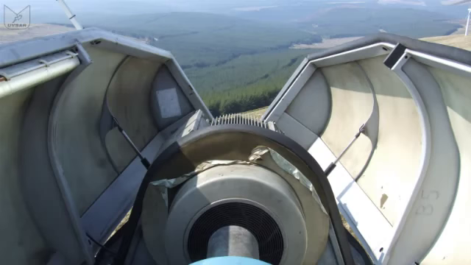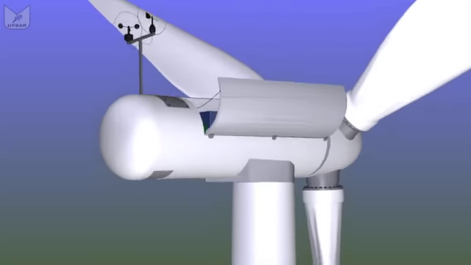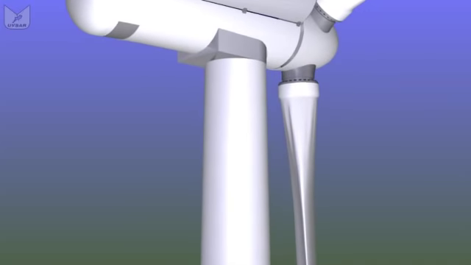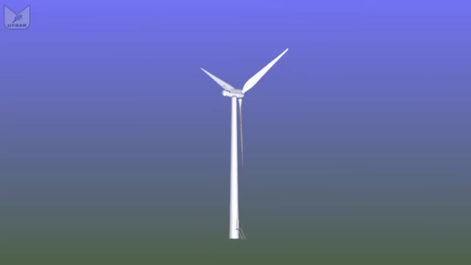Now, the layout of a larger turbine is broadly similar, but some of the components are in different places, so let's start by looking at the tower section of a typical 2 megawatt turbine.